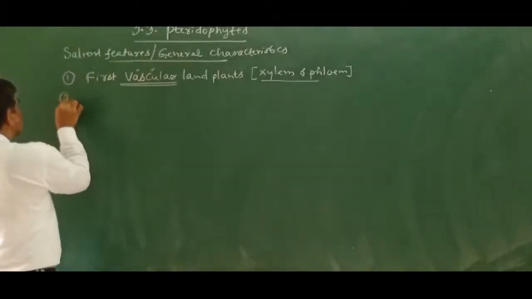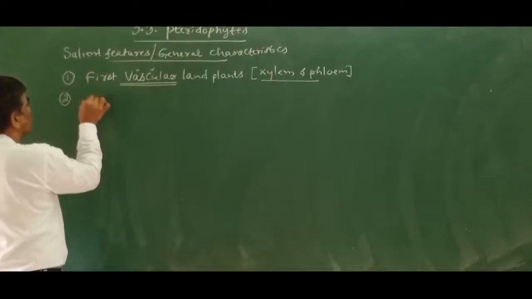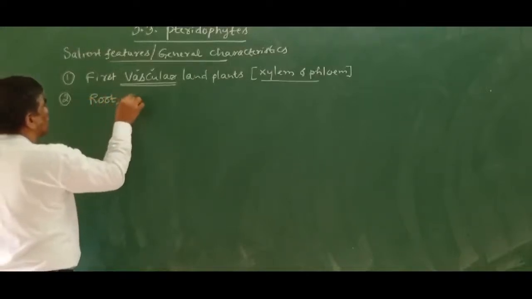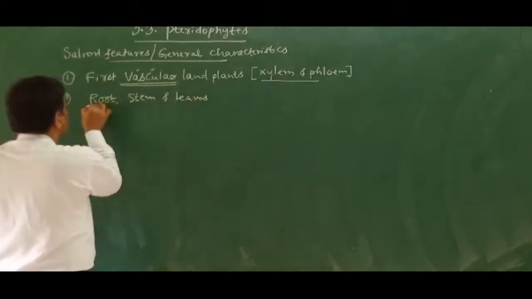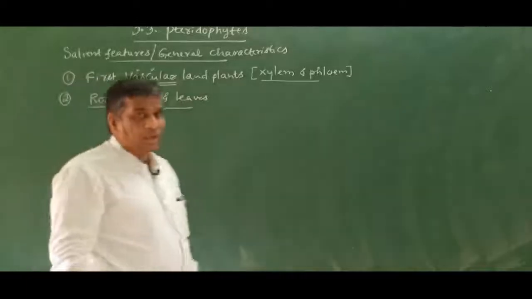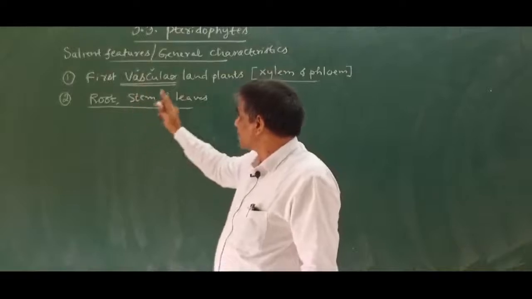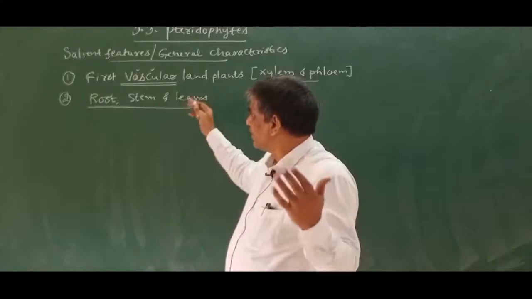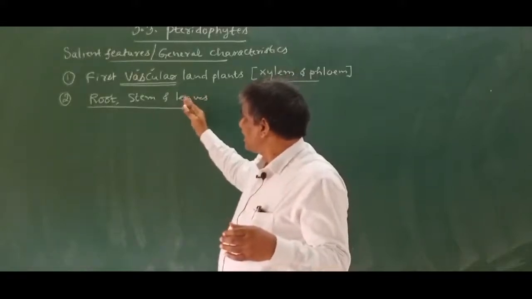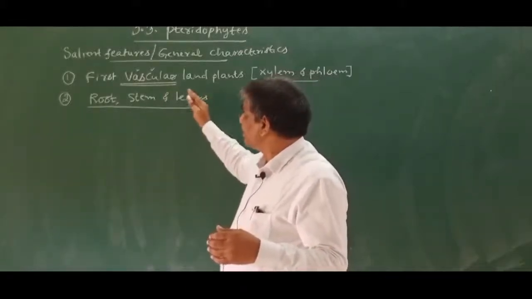And one more thing is, these plants for the first time have a well organized and well differentiated plant body. That plant body is differentiated into root, stem and leaves. So these are the first plants to have a differentiated plant body. In previous plants, that is bryophytes and algae, the plant body is not differentiated into these structures, but these structures are first developed in these plants.